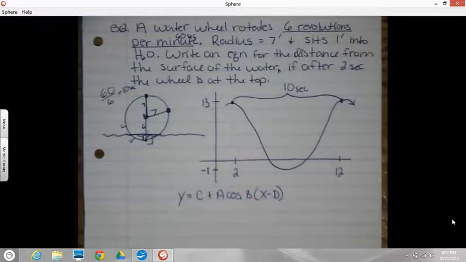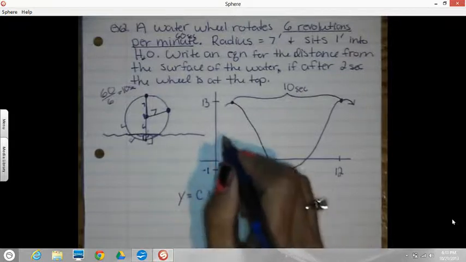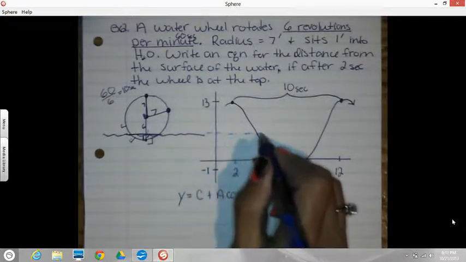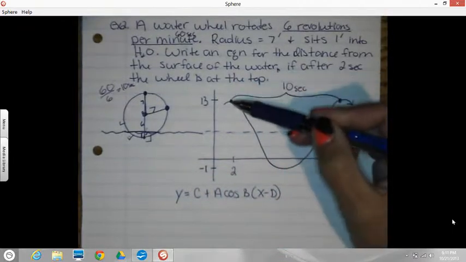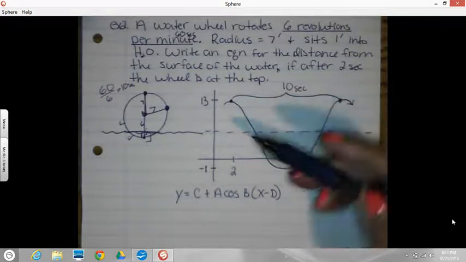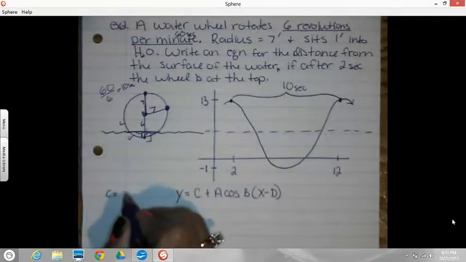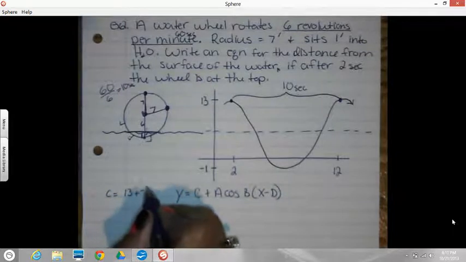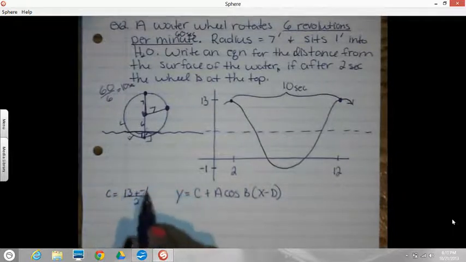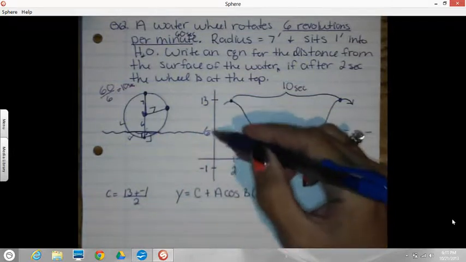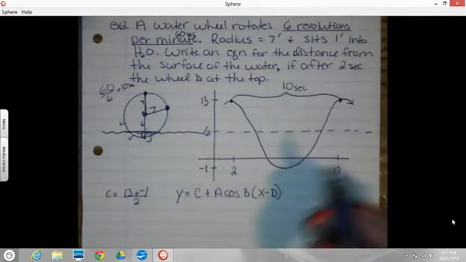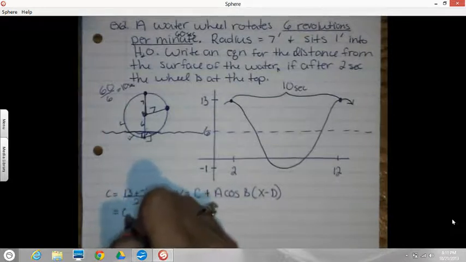Alright, let's go for the C first. Remember, C is your axis. Your axis is right in the middle. We need to know where that's at. Well, it's halfway between 13 and negative 1. So if you average 13 and negative 1, you'll figure out the C. So 13 plus the negative 1 divided by 2 is going to be 6. So 6 should be halfway. That's giving me my 7 there and my 7 there, my radius. So the C is at 6.